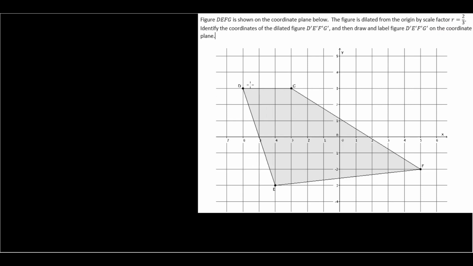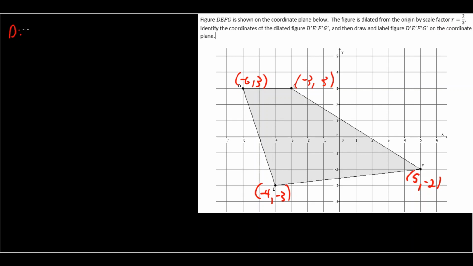So we have D here. We are at -6, +3. E is down here at -4 and -3. F is over here at 5, -2, and G is at -3, +3. Okay. We'll just come over here.